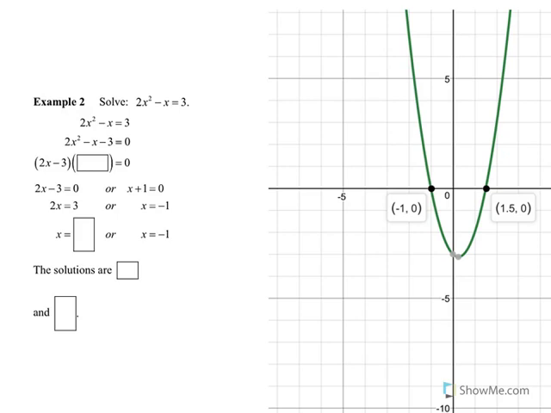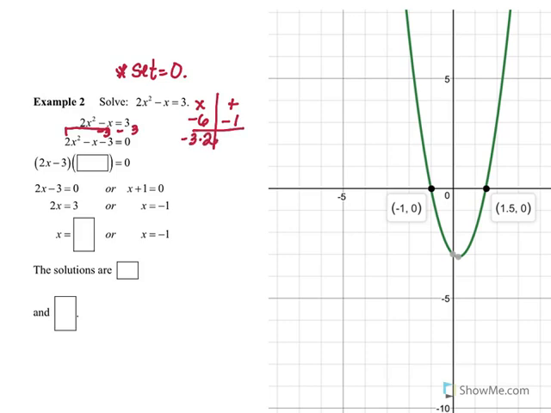When we solve by factoring, we want to make sure our equation is set equal to 0. So when I look at 2x squared minus x equals 3, I see it's not equal to 0, so I'll subtract 3 from both sides so that I end up with 2x squared minus x minus 3. I see that there's a number in front of x squared, so I need to find two numbers that multiply to -6, but yet add to -1, the middle number.